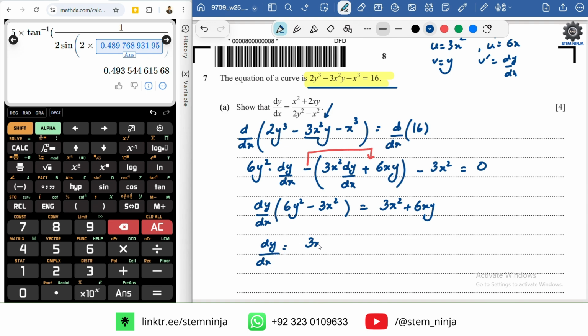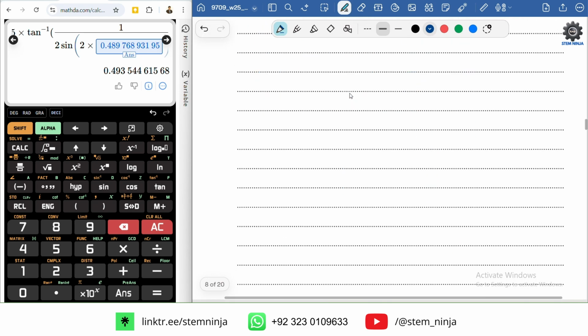So (3x squared plus 6xy) divided by (6y squared minus 3x squared). Now we see all the terms are divisible by 3, so this would lead to (x squared plus 2xy) divided by (2y squared minus x squared). And that's exactly what we had over here. Okay, alright.